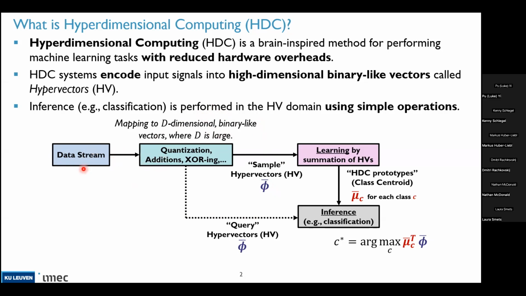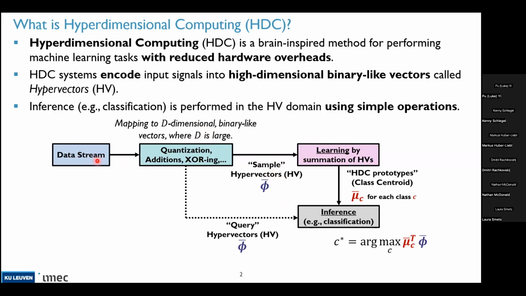The original data is projected into hypervectors that we call phi through simple operations such as quantization, addition, element-wise XORing, and so on. By doing these operations, the input data is projected in a nonlinear way into a hyperdimensional space of dimension d. Then learning happens, in the simplest of setups, by summation or averaging of the hypervectors that correspond to each class.